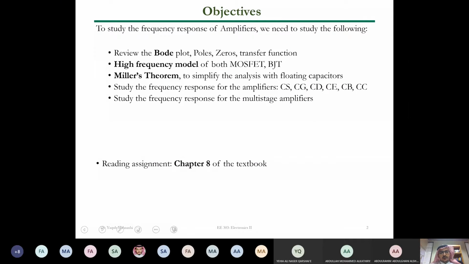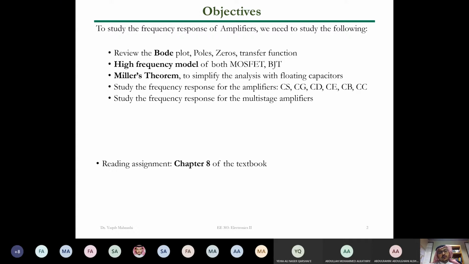So this is the second topic of Electronics 303, which is the frequency response, where we want to study the frequency response of amplifiers. Basically we'll study it using some tools. We need to review the Bode plot, how to find the poles and zeros of the system, and actually we'll do only the poles, not the zeros. To be able to do that, we need to make a high frequency model for the transistor, and this is something new for you guys.